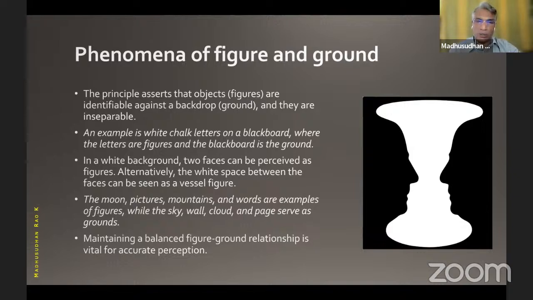So in the white background, two faces can be perceived as the figure. Alternatively, the white space between the faces can be seen as a vessel. Right? That's what you said. Very good. And similarly, the moon, pictures, mountains, and words are examples of the figure, while the sky, wall, cloud, and page serve as the ground. You put something behind it, you see different meaning. You can create something different, right? Maintaining a balanced figure and ground relationship is vital for accurate perception.